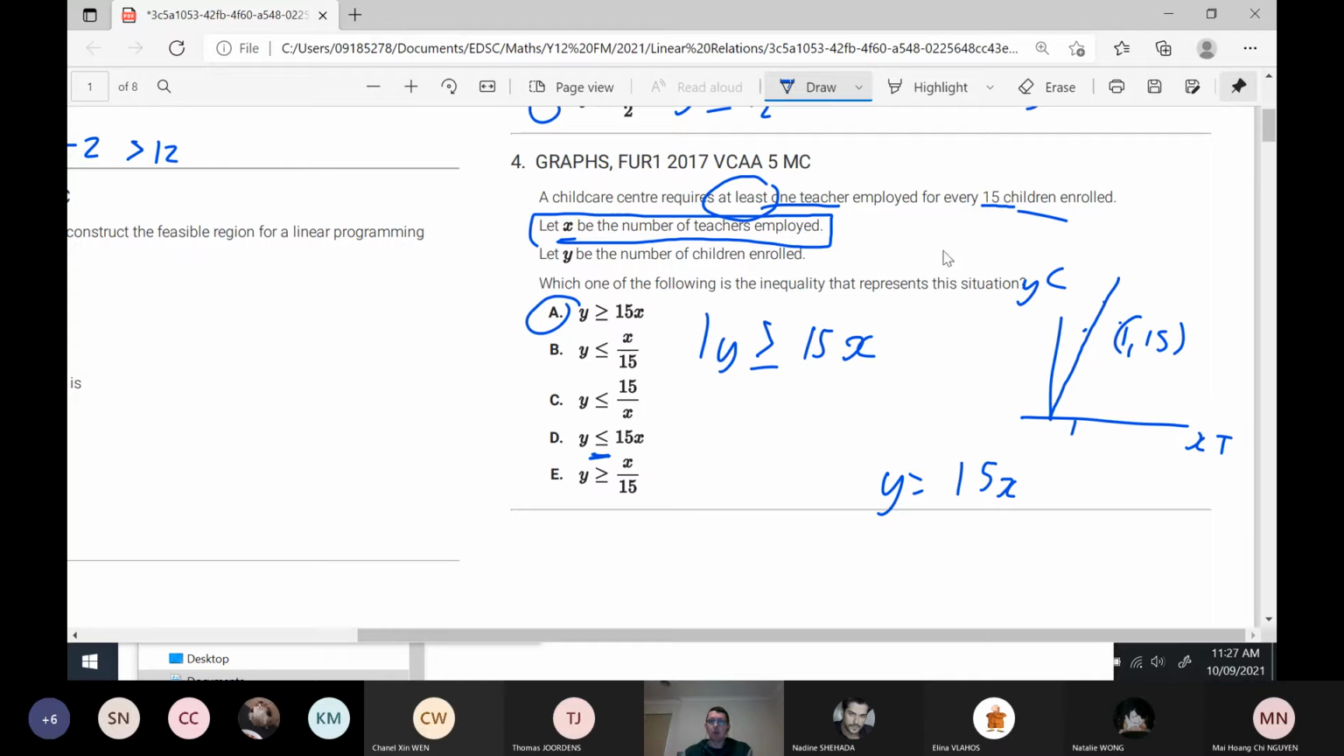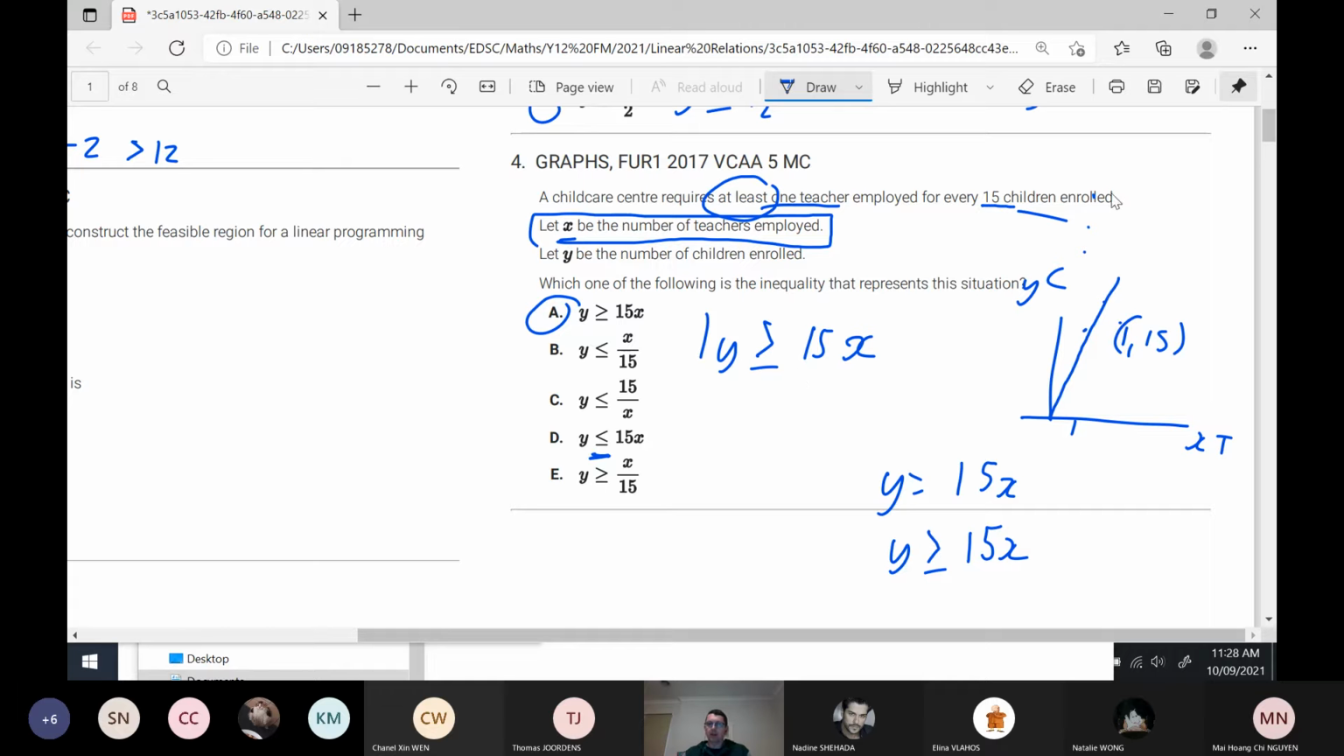So I need at least one teacher for every kid. So I could have 2 teachers. I can't have fewer than one for 15 kids, so it could go up this way and that way. So if the Y is going bigger, that means it should be this way. Should still be that way. I'm getting the same answer as A. Let me double check that.